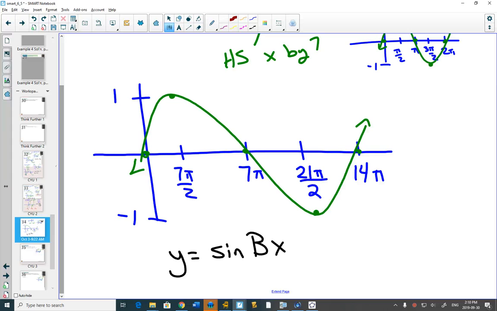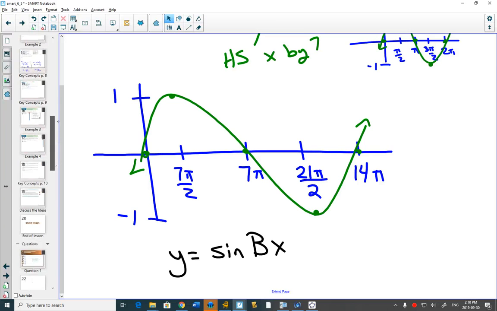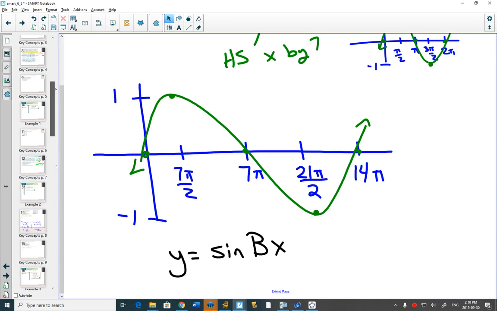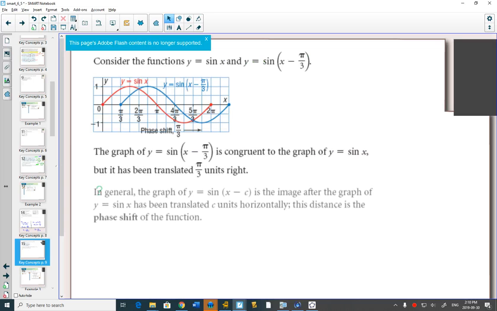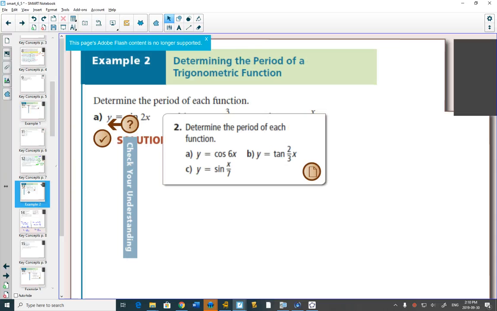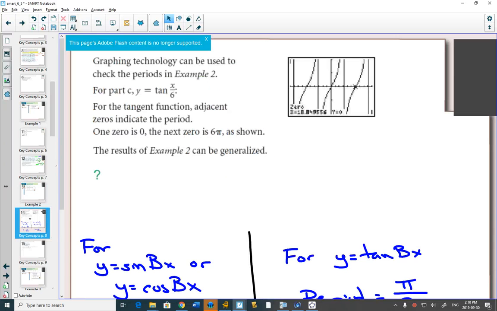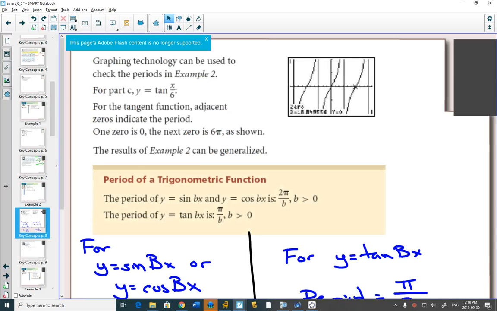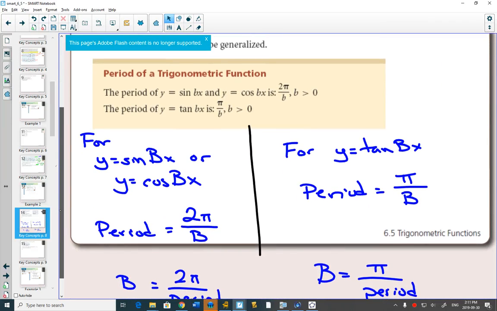But at the bottom of your page, example 2, they've written out some formulas. So I'm going to go there. Example 1, example 2. Here we go. At the bottom of page 517, it says the period of a trig function. And so what I'm going to get you is to write out these formulas.